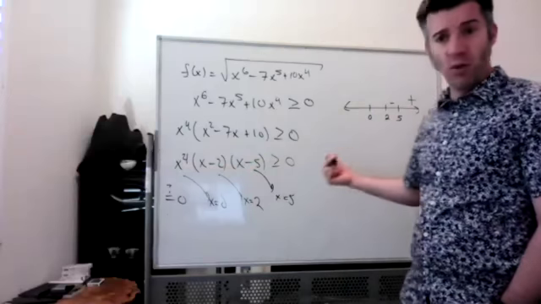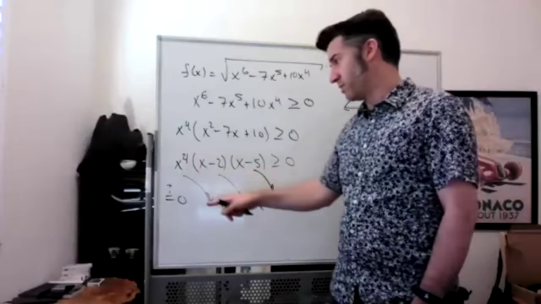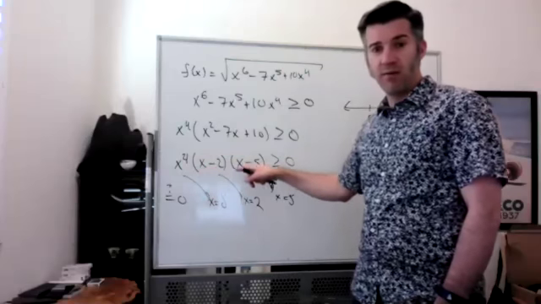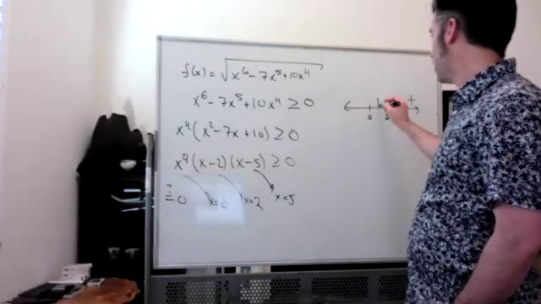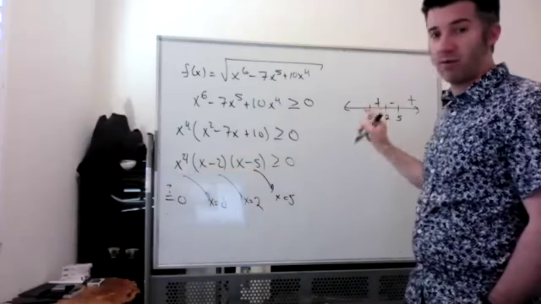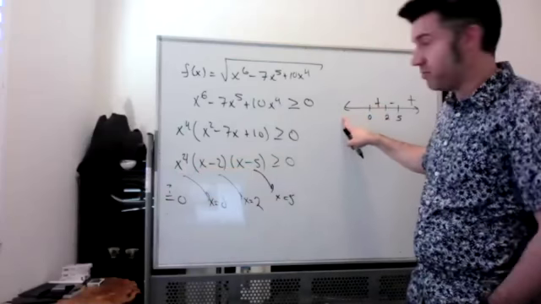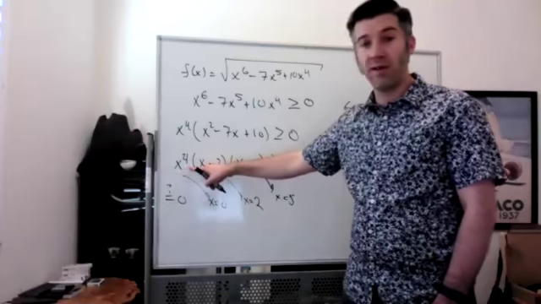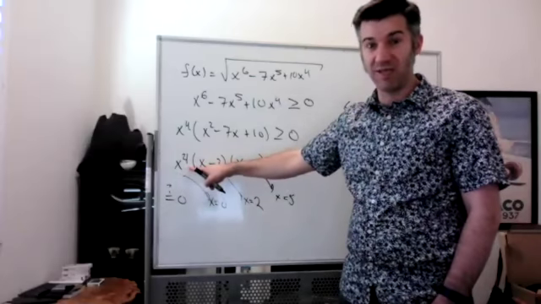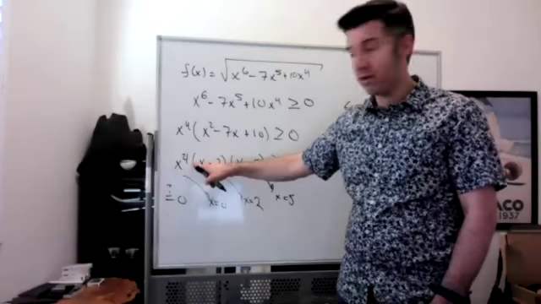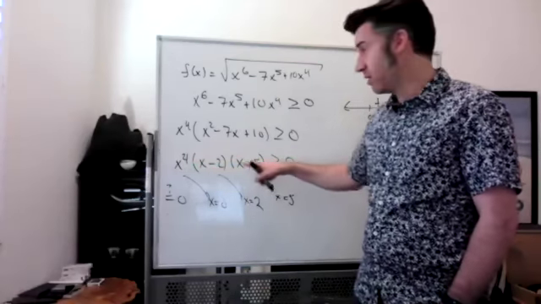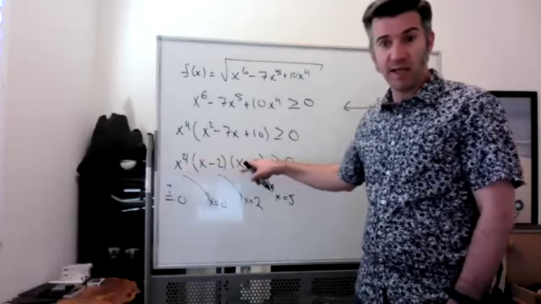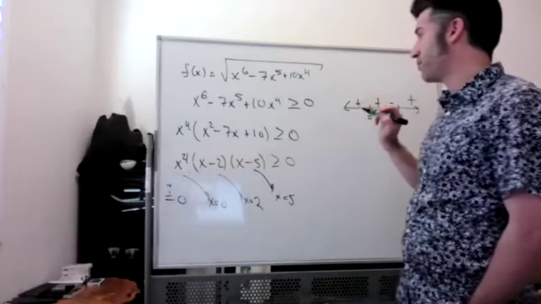Between 0 and 2, 1 is a good candidate. 1 to the 4th is positive. 1 minus 2 is negative. 1 minus 5 is negative. A positive times a negative is positive. And finally, pick a negative number, like negative 2. Negative 2 to the 4th is positive, right? A negative number to an even power is positive. Negative 2 minus 2 is negative. Negative 2 minus 5 is negative. So a positive times a negative is positive.